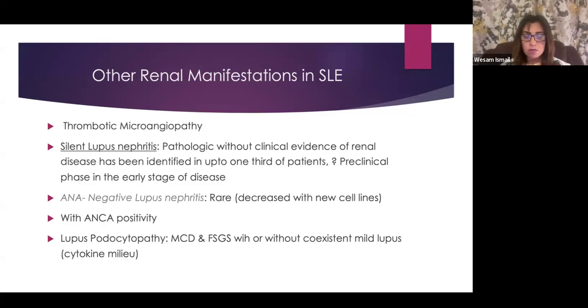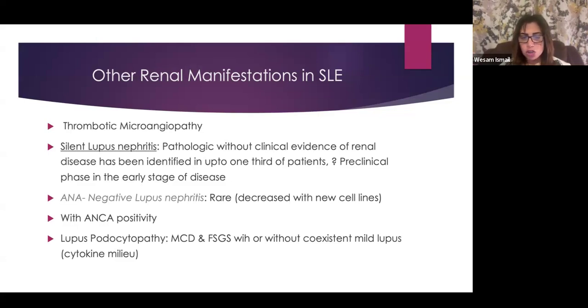We know that patients with lupus could have ANCA positivity, and then we have the entity of lupus podocytopathy. Now, lupus podocytopathy is again a bit of a debatable entity. Some do not believe in it at all, and others believe too much in it, so it's an overdiagnosis, and it leads to an overdiagnosis of lupus as well.